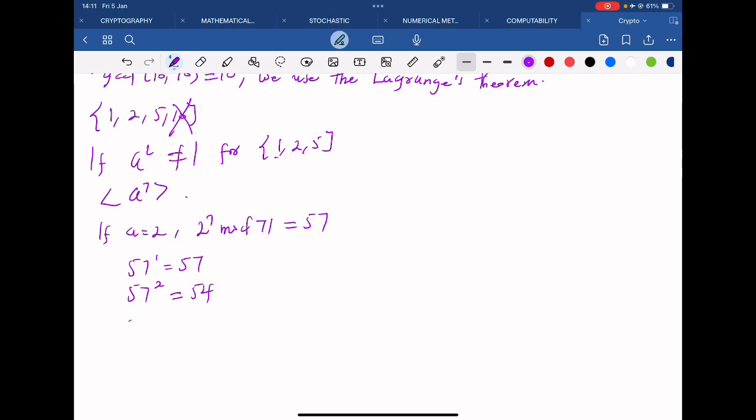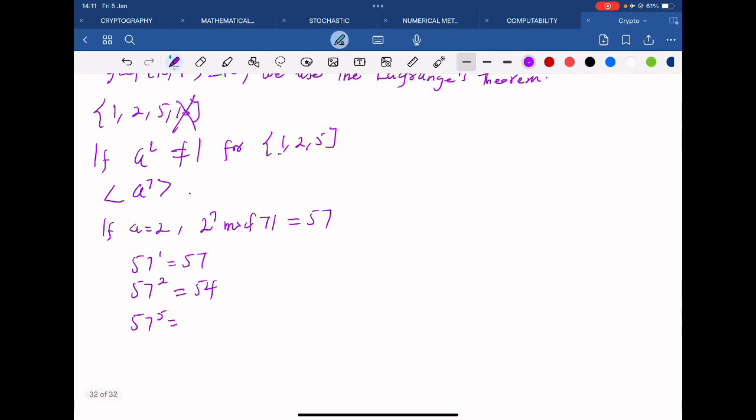Okay. Let's check 57 exponent 5. 57 exponent 5 modulo 71 is equal to 1. And the Lagrange theorem is saying that all the numbers exponent L should not be equal to 1. So A, in this case, which is 2, exponent all the L, which is 1, 2, and 5, should not be equal to 1. But we've seen that 57 exponent 5 is equal to 1, meaning that A exponent 2 is not a generator.